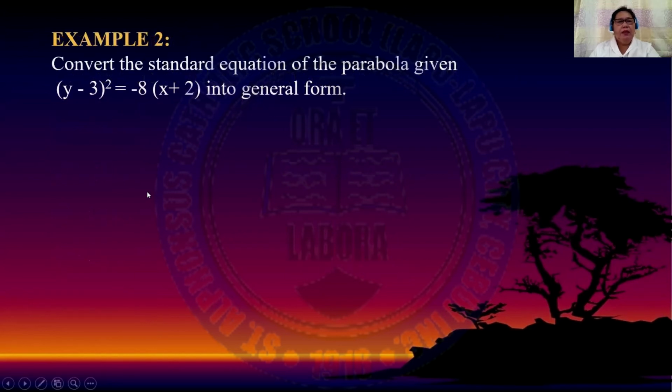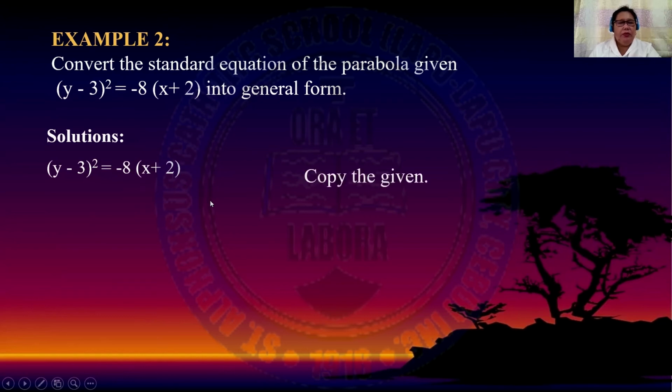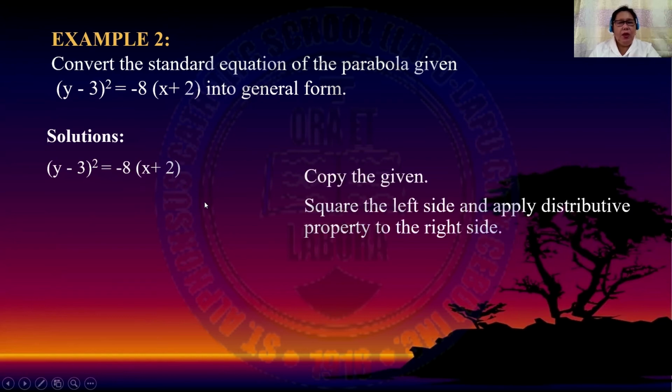Next, convert the equation of the parabola given (y minus 3) squared equals negative 8 times the quantity x plus 2 into general form. For the solutions, (y minus 3) squared equals negative 8 times x plus 2. This is the given equation. And you have to square the left side and apply distributive property to the right side.